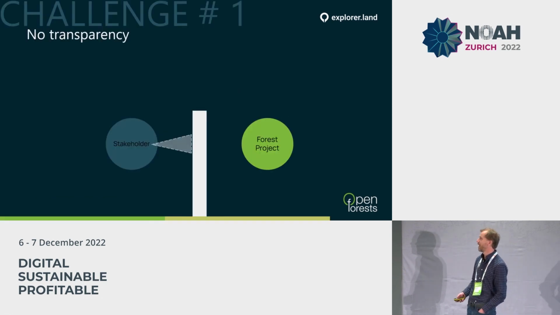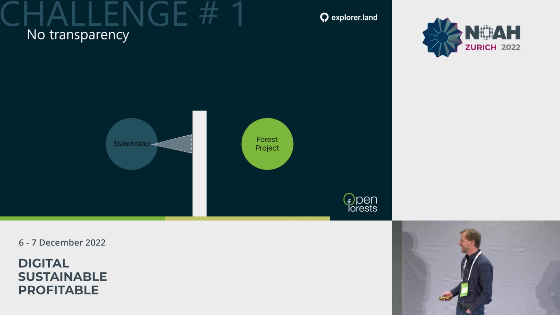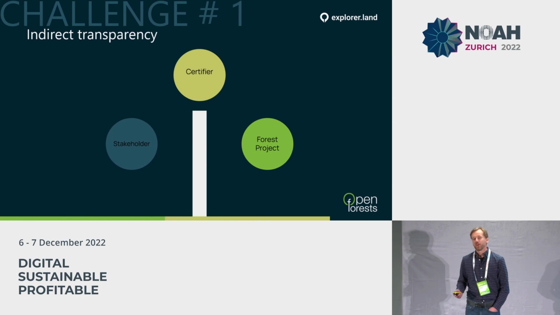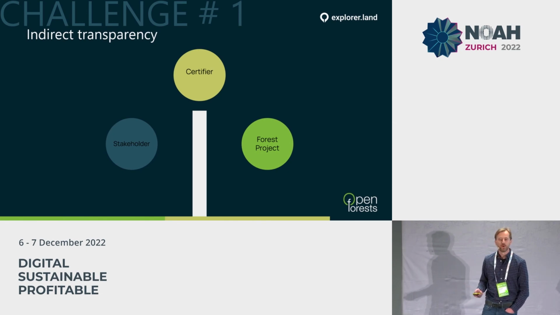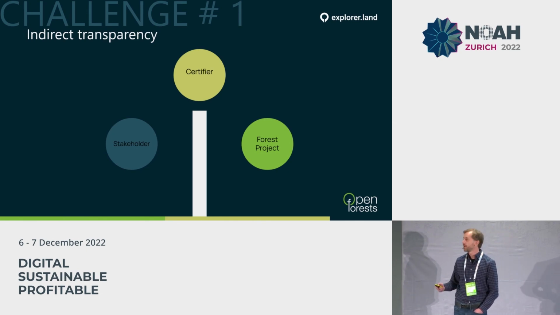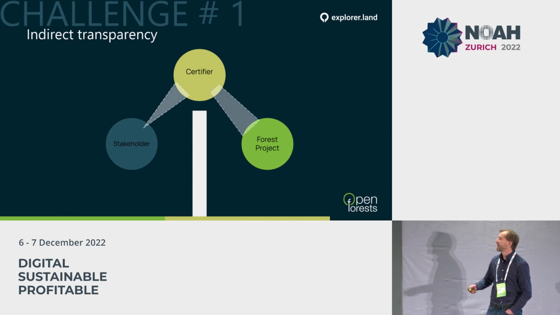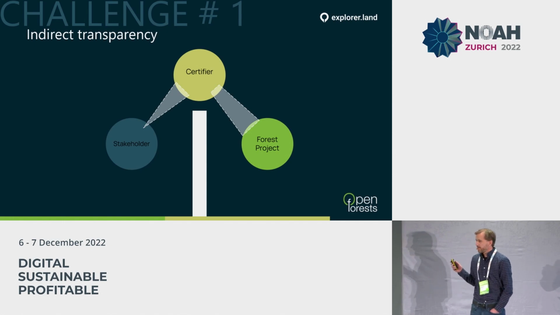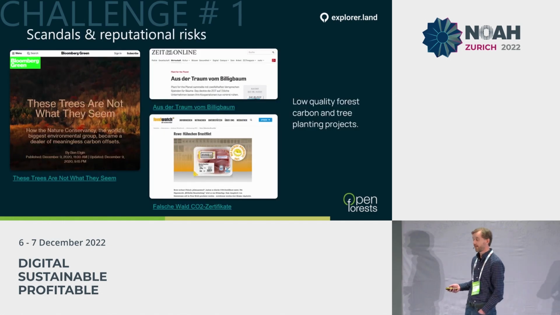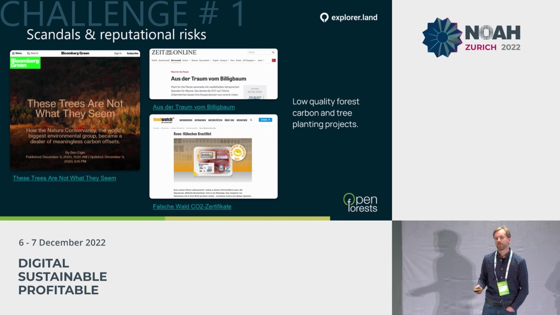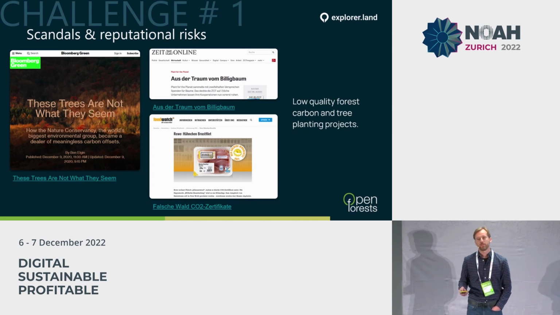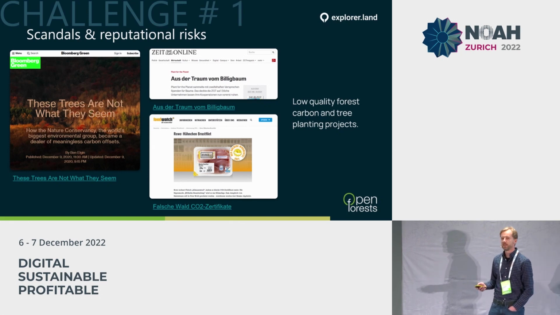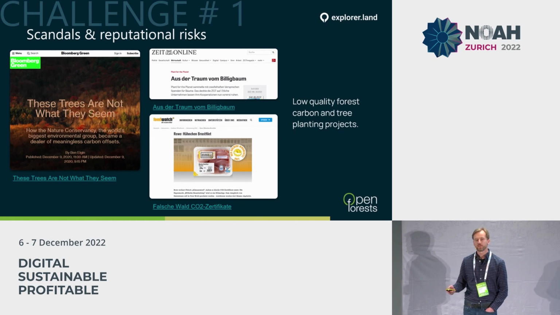So this is how it currently looks often in the market. There are a lot of problems because of that. To improve that, some certifications have evolved like Verra, Gold Standard, Plan Vivo, but they only provide an indirect transparency. This still has led to several scams and problems in the market which could severely damage the reputation of the entire market. So what we need to do, we have to be more transparent. So we have to be fully transparent.